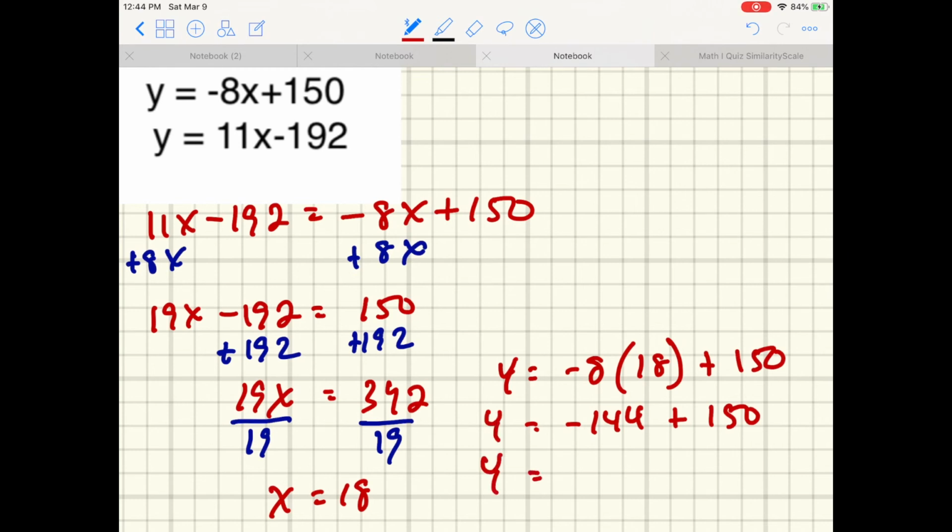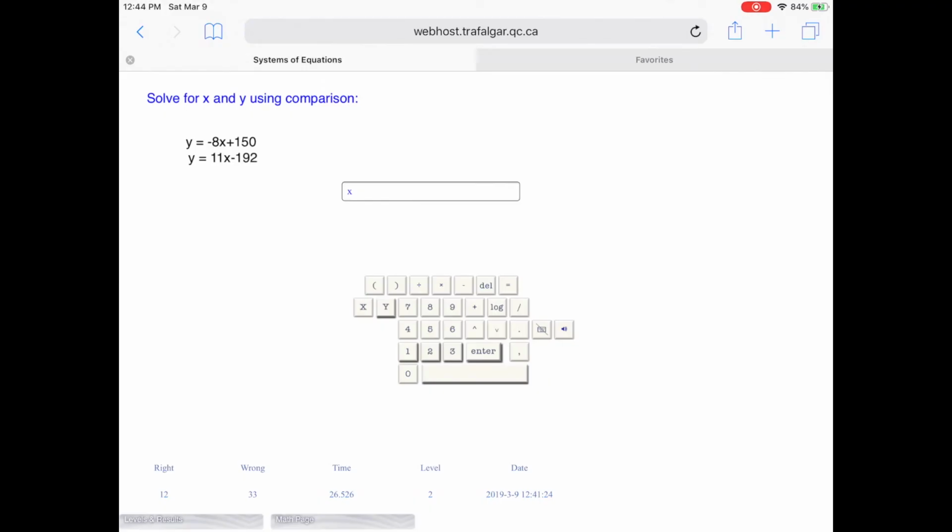Y is equal to 6. We have x is 18 and y is equal to 6. X is equal to 18, space, y is equal to 6, and press enter.